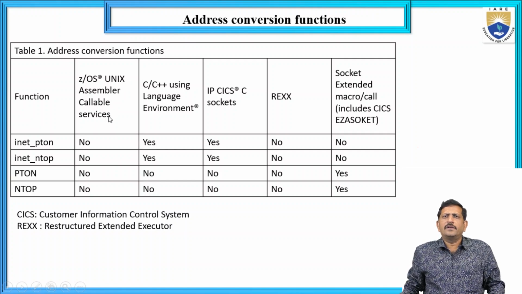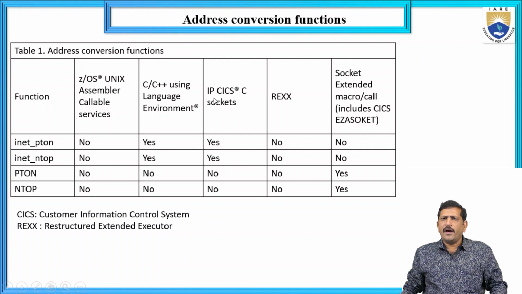For Unix assembler callable services, the conversion functions pton or ntop, or inet_pton or inet_ntop, are not applicable. In the C language environment, the conversion is applicable, that is inet_pton and inet_ntop are applicable. And the capital PTON and NTOP conversions are not applicable to the C environment.